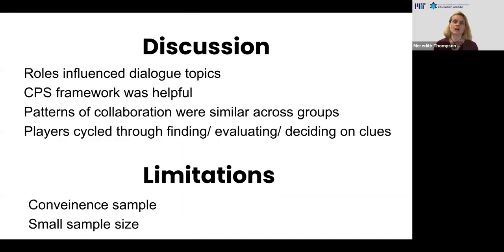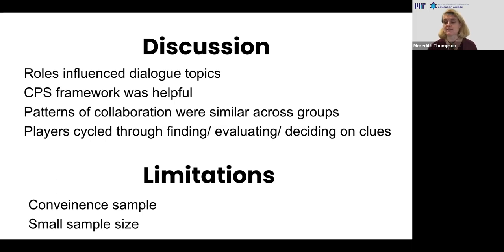So in all, the roles influenced the dialogue topics. The collaborative problem solving process was helpful in understanding these. We saw patterns that really matched the collaborative problem solving process. The patterns of collaboration were similar across groups with different knowledge. And we found that the players cycled through finding, evaluating, and deciding on clues, so much that we could create stages that seemed to match the collaborative problem solving process.